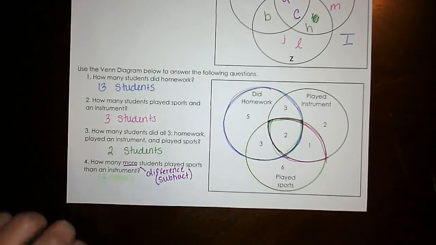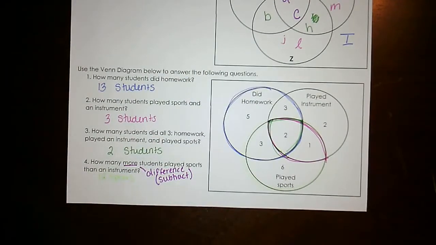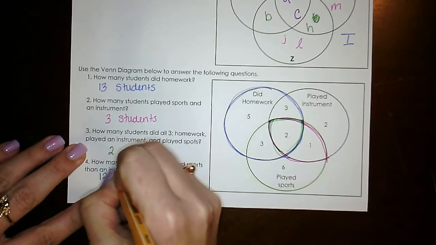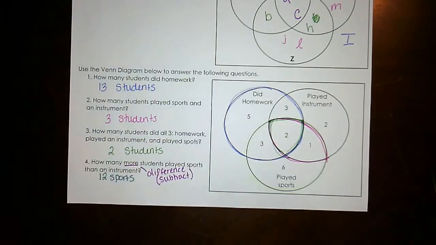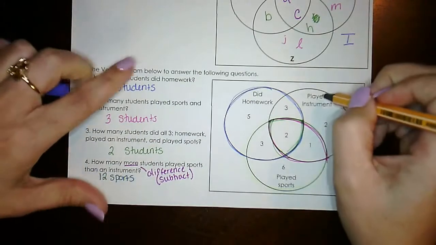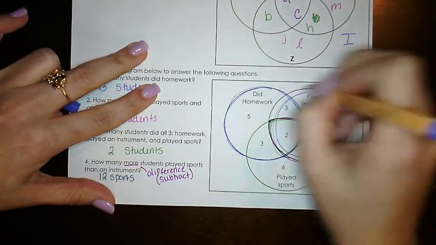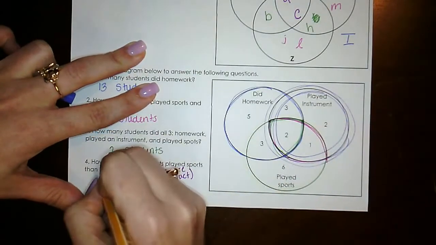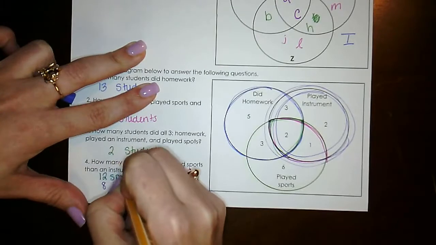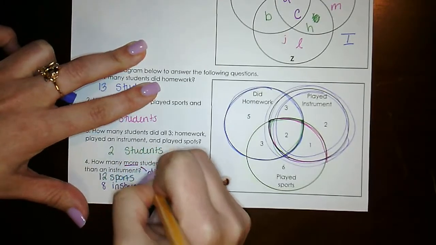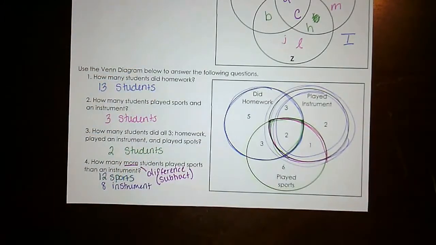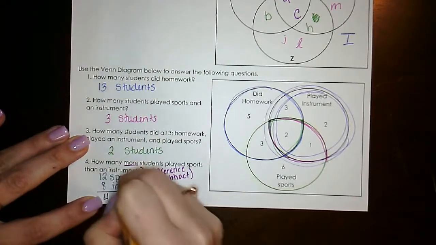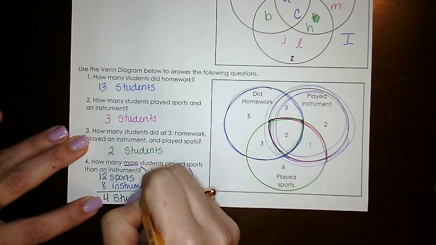And how many played an instrument? Sorry, that's hard to see. How many total played an instrument? 3, 4, 5, 6, 7, 8 for an instrument. And then from here, all you do is subtract. So 12 minus 8 is 4 students.